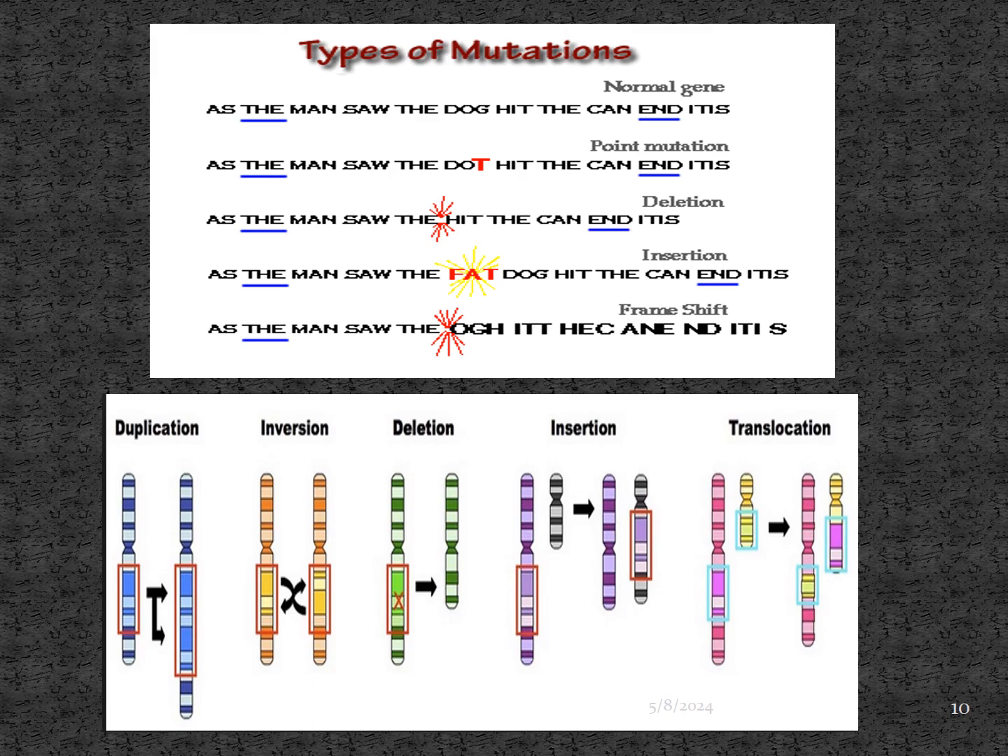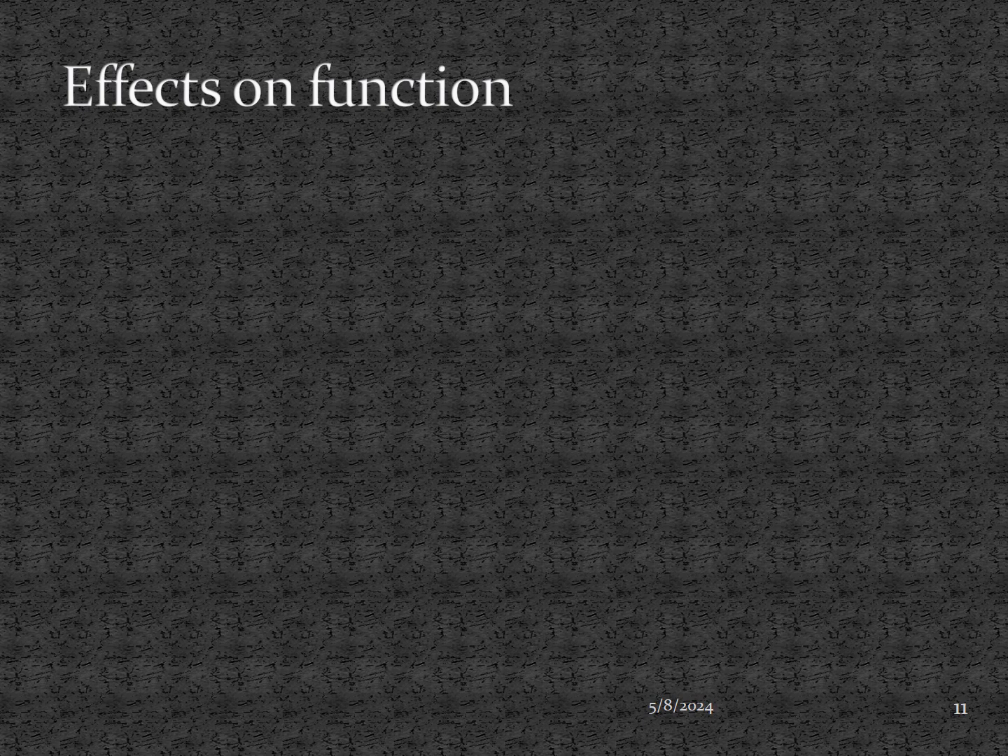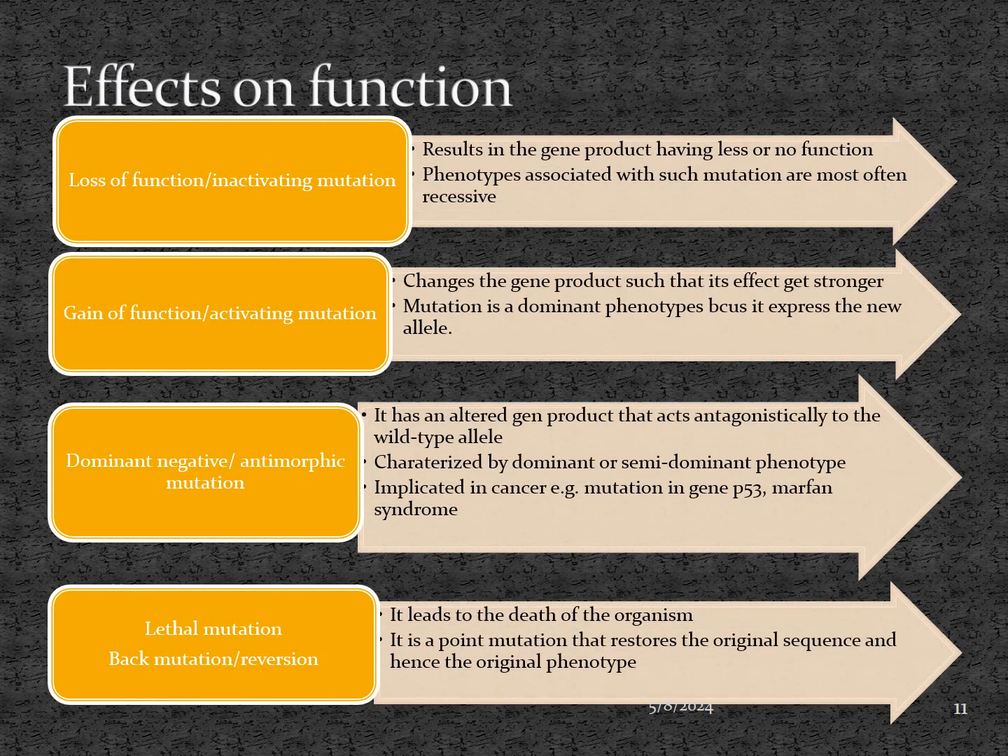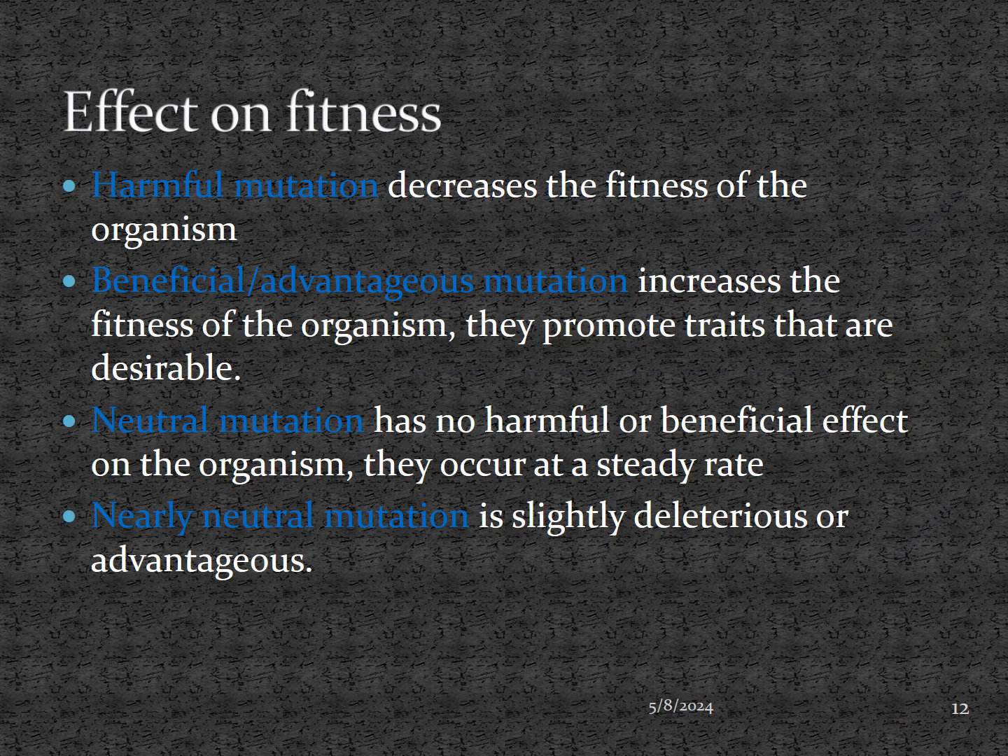These are the pictures of the types. Duplication, you are introducing new sequence. Inversion, the sequence is inverted upside down. Deletion, a sequence or a word is deleted totally. Insertion, and then effects on function. We say there can be a loss of function, there can be a gain of function. By a loss of function, you are inactivating a gene. Then by a gain of function, you are activating a mutation. And then effects on fitness, we have harmful and beneficial mutations.